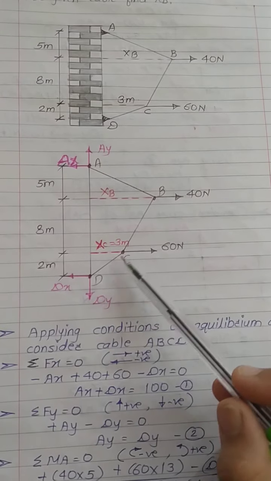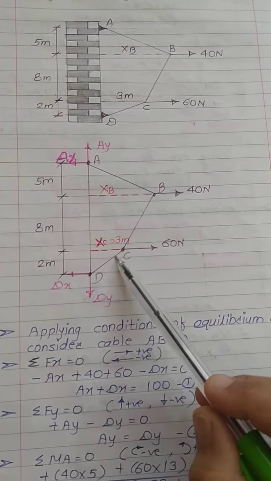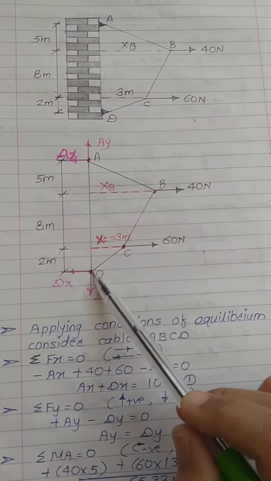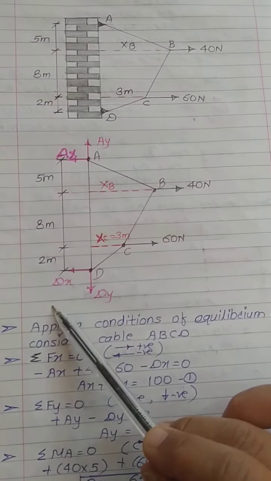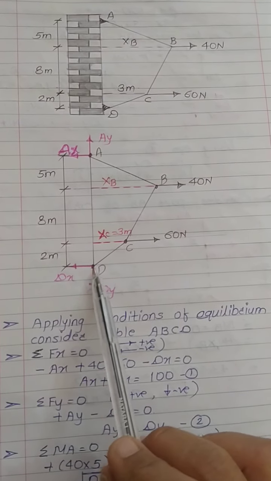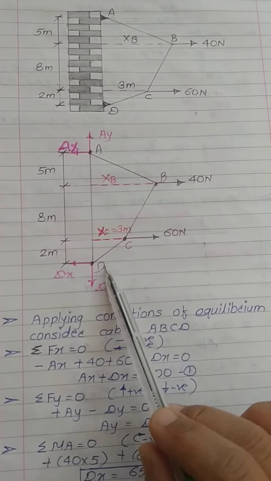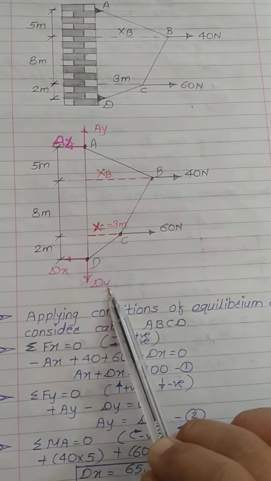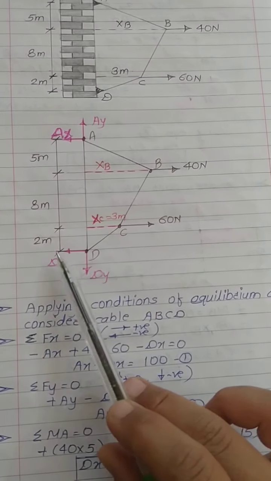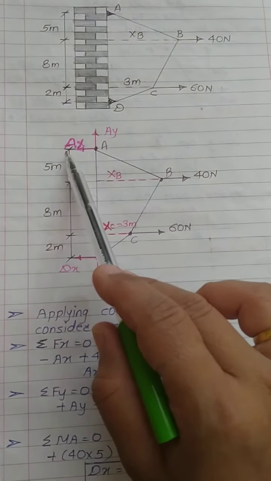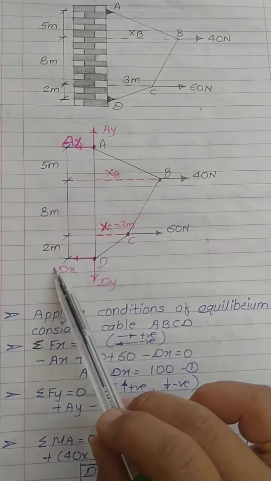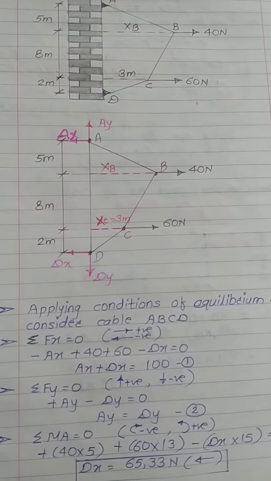Similarly, extend this line CD. If you extend this line in the opposite direction, it will move towards the third quadrant, and in the third quadrant the horizontal component acts along the left side and the vertical component acts vertically downward. So this is the explanation to show the direction of these components.